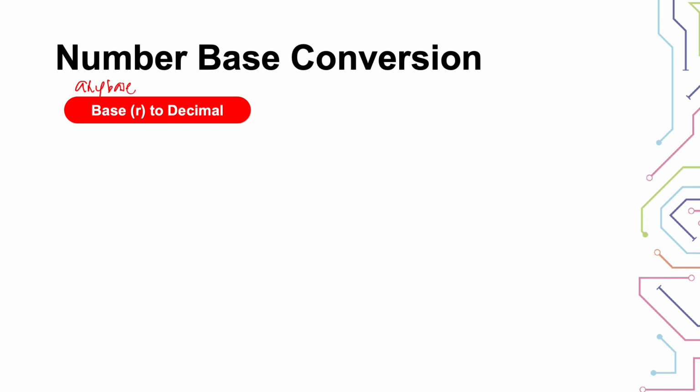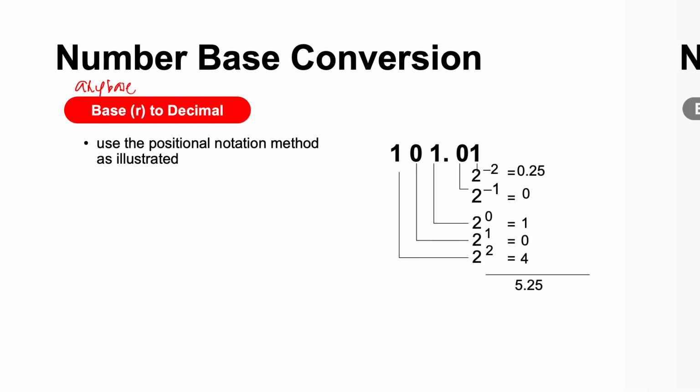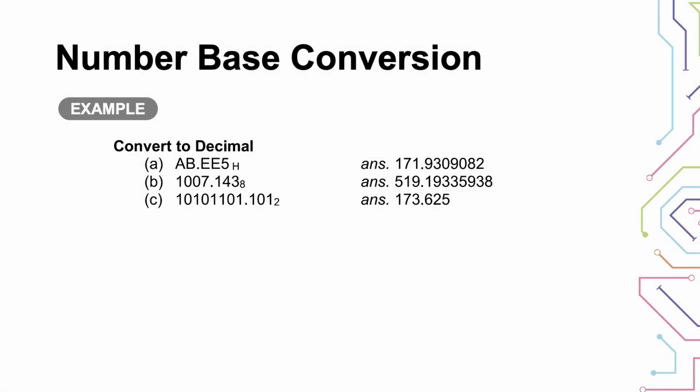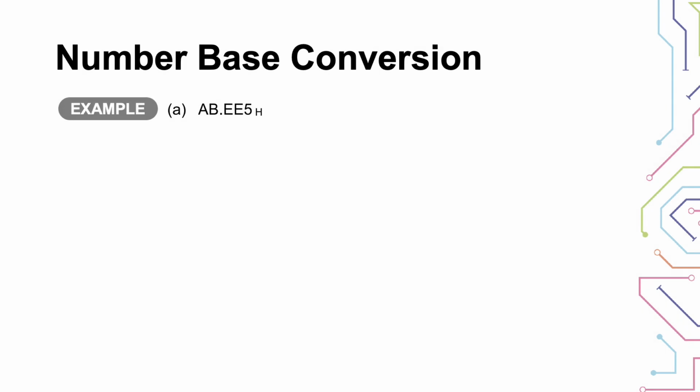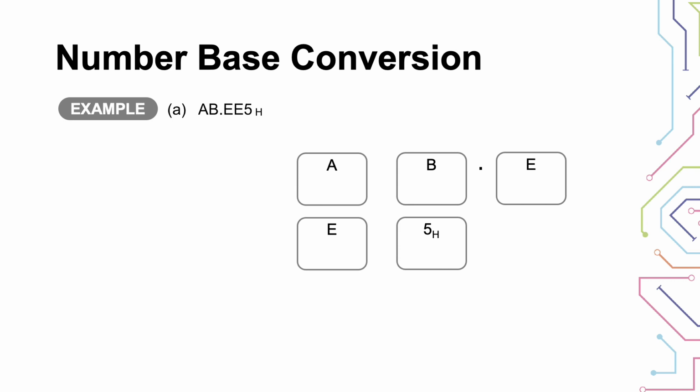Any base to decimal. For any base to decimal, we can no longer use positional notation. So let me first illustrate this. Let's use an example directly with letters. In the given, we have ABE.5. First, we need to identify the weights of every digit or character.